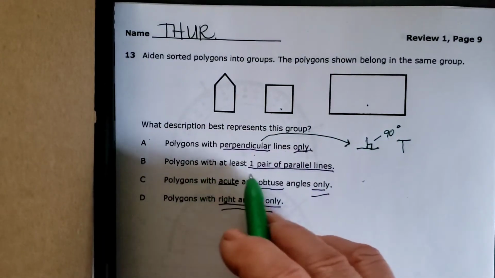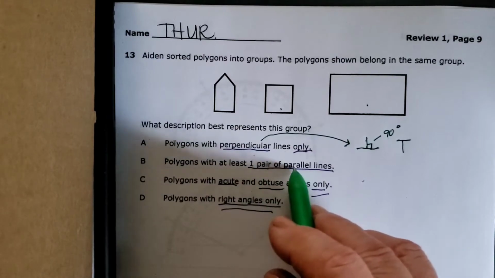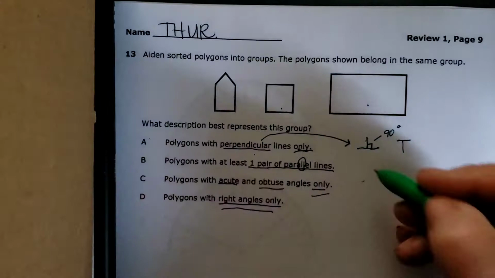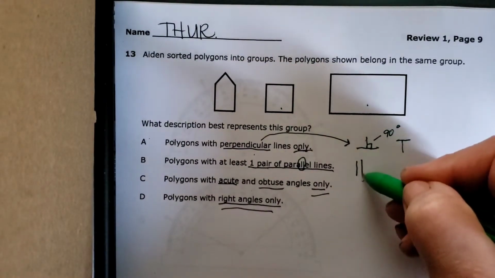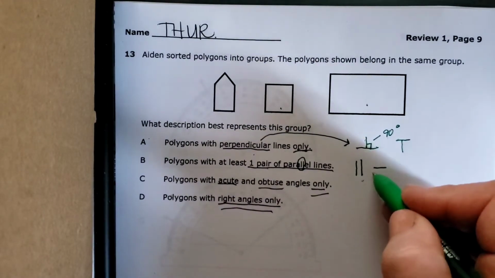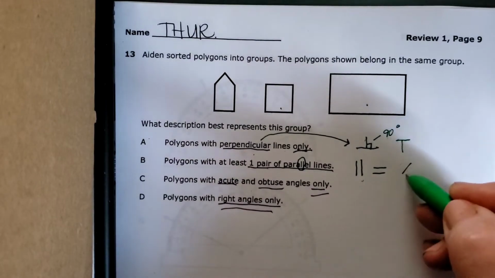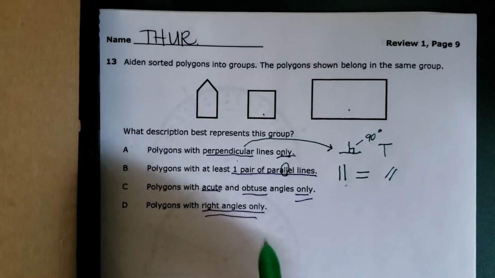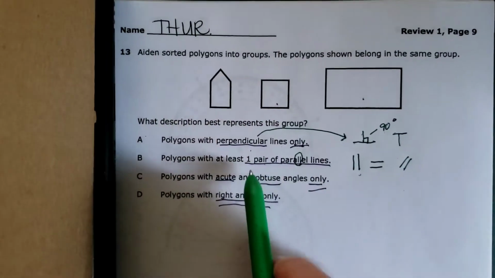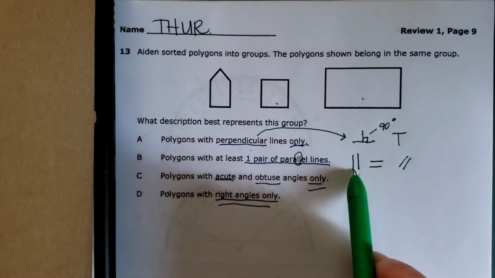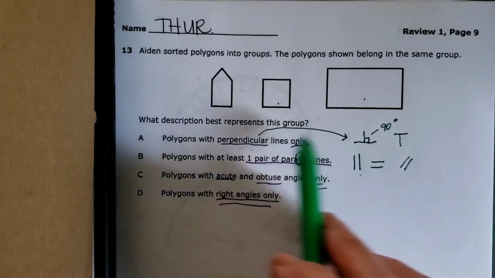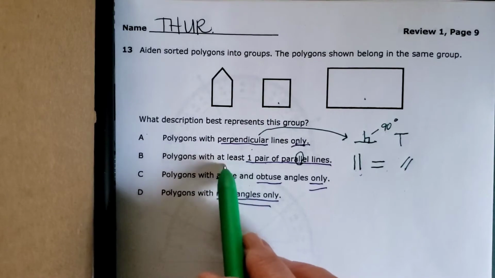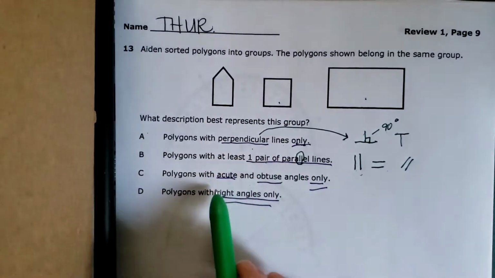All right, polygons with one pair of parallel sides. And if you remember from our little two L's together, a parallel line can look like this, like this, like this. But the most important thing is they never touch. So does each one of these have one pair? This is a pair. This is a pair. They could have more, but they have to have at least one pair.